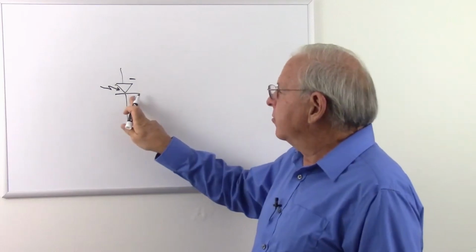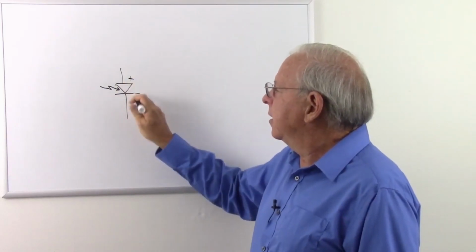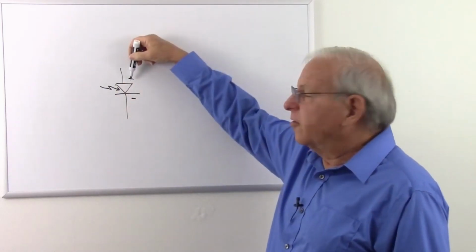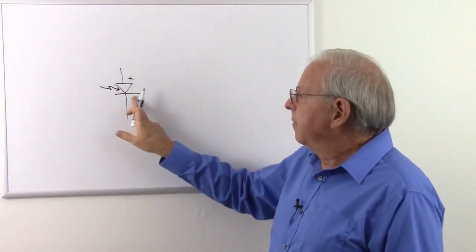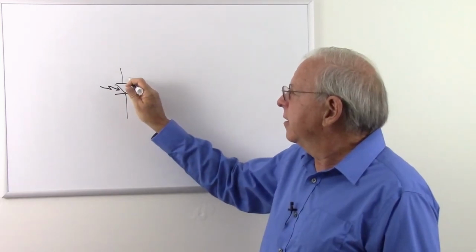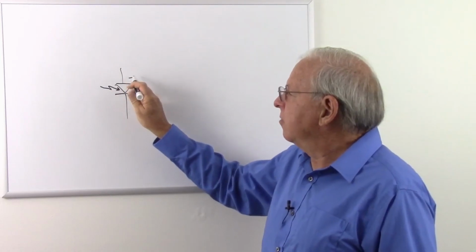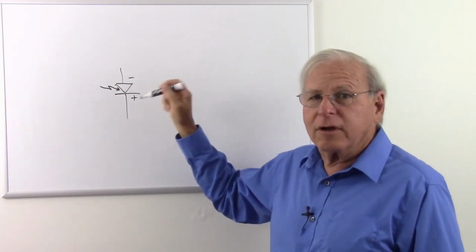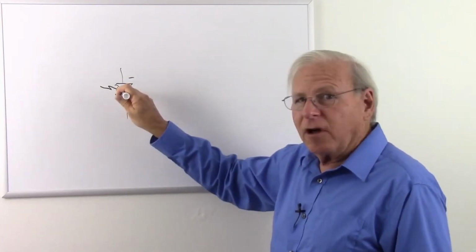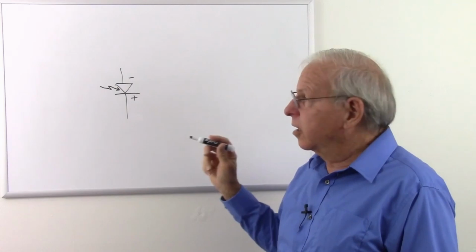If we bias it the other way, positive to the anode, negative to the cathode, it's going to conduct like any other diode. But if we reverse that, negative to the anode, positive to the cathode, like any other diode, it's not going to conduct, but if light falls on it, it conducts. The more light, the more it conducts.